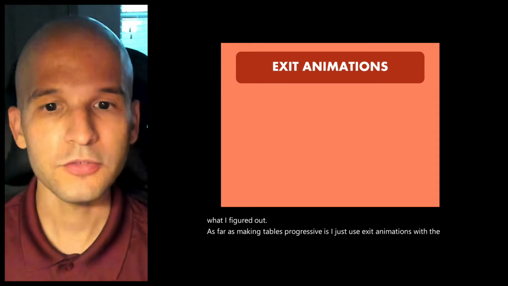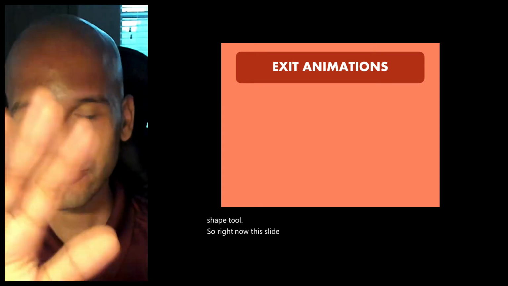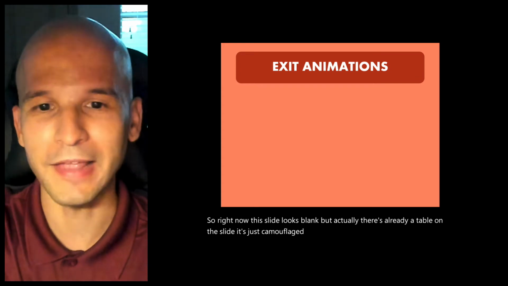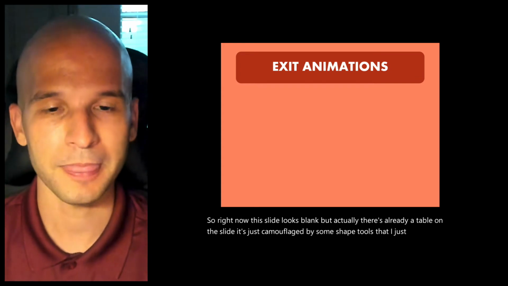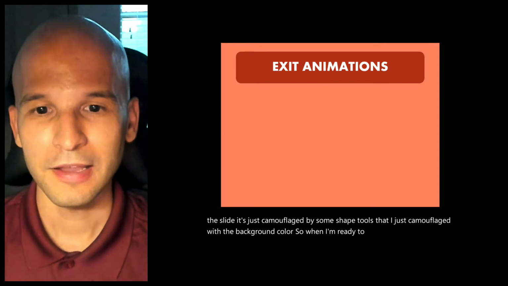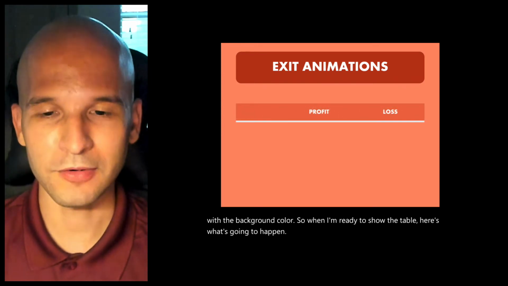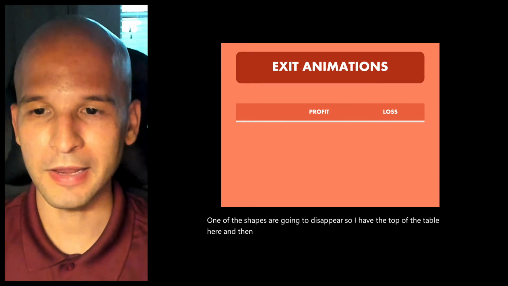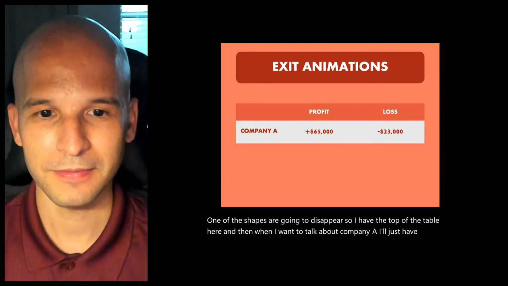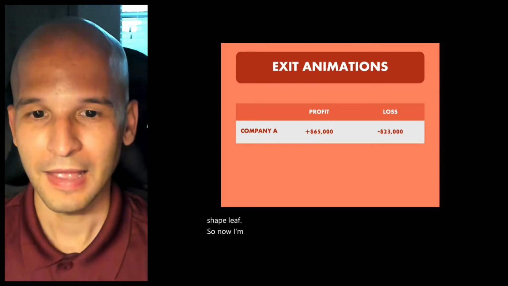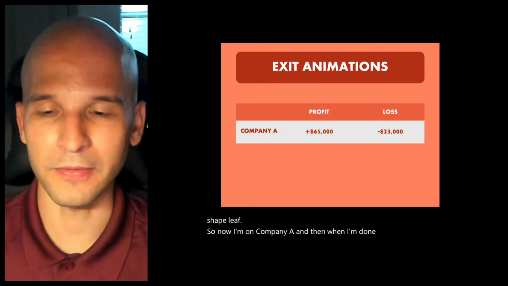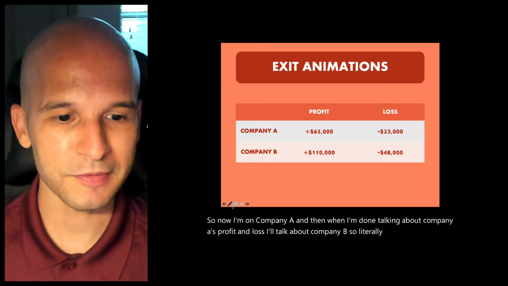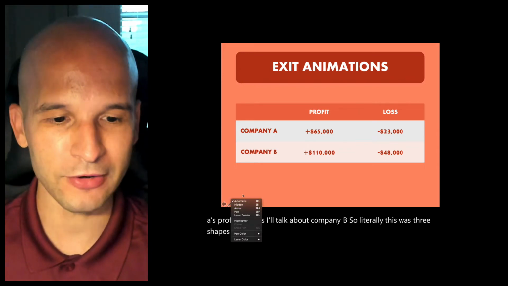shape tool. So right now this slide looks blank, but actually there's already a table on the slide. It's just camouflaged by some shape tools that I camouflaged with the background color. So when I'm ready to show the table, here's what's going to happen. One of the shapes is going to disappear. So I have the top of the table here. And then when I want to talk about company A, I'll just have the second shape leave. So now I'm on company A. And then when I'm done talking about company A's profit and loss, I'll talk about company B. So literally this was 3 shapes that were camouflaged to match the background.